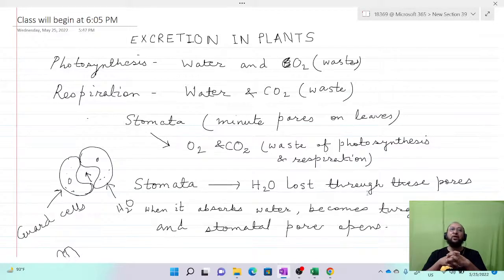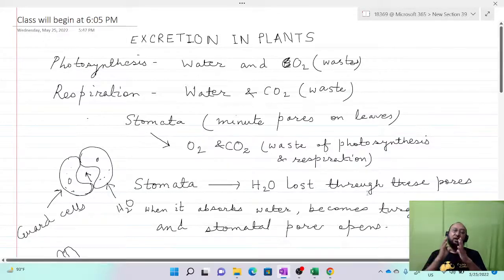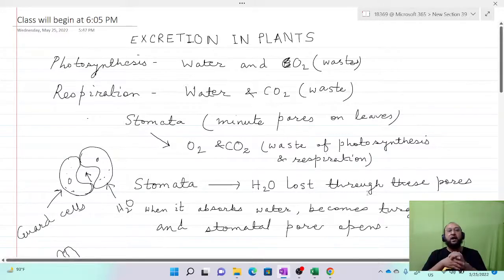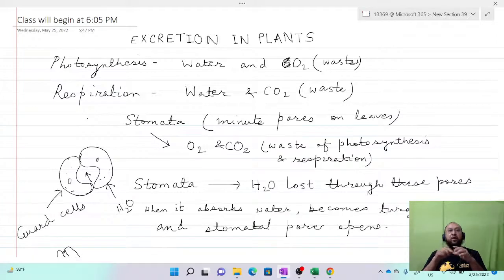Okay, so here energy is being produced, and along with that, water and carbon dioxide are produced as byproduct or waste product, which also is removed through stomata. I told you stomata are minute pores formed by two guard cells. Guard cells are bean shaped and open and close by absorbing and losing water respectively.